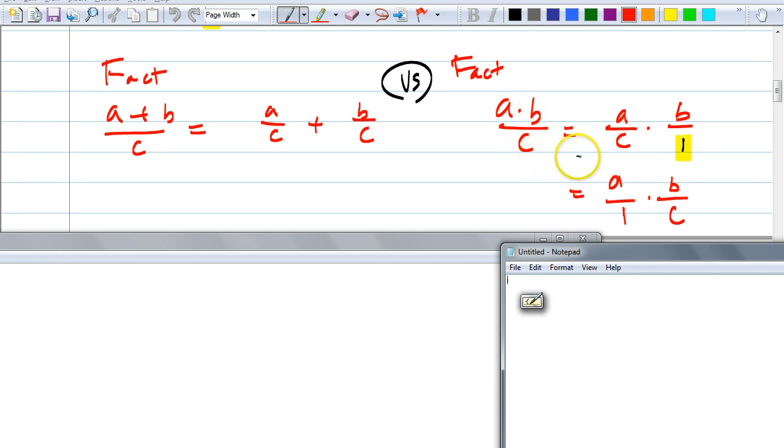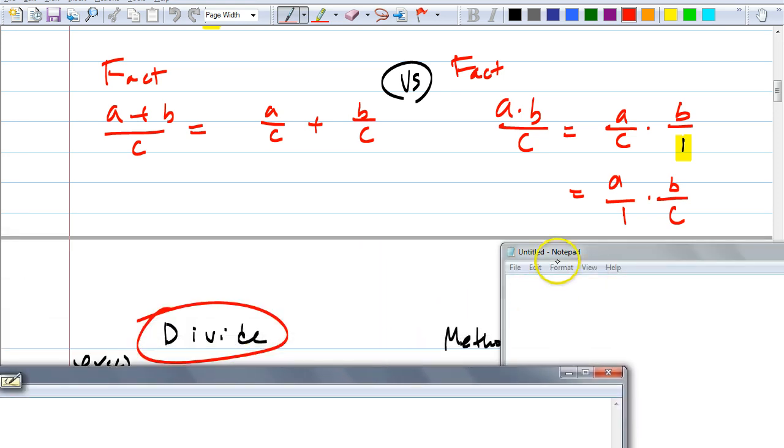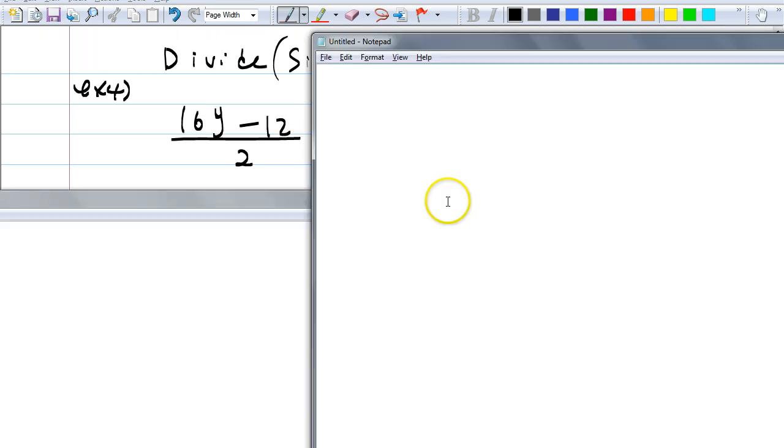A times b over c is really a over c times b over 1, or you could think of it as a over 1 times b over c, same thing. Now, why are we talking about this? Because like I said, we're going to do some different problems than we used to. Take a look at this problem. Let me move this up a little bit. Go ahead and write this down, and I'll move this up. Take a look at this problem now.